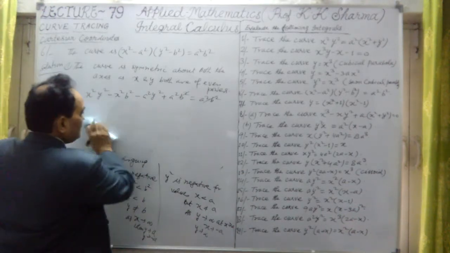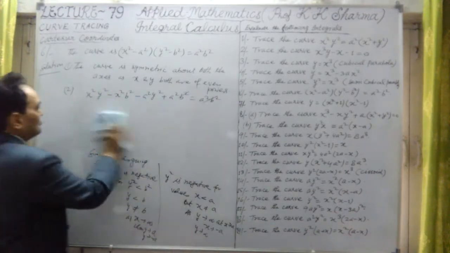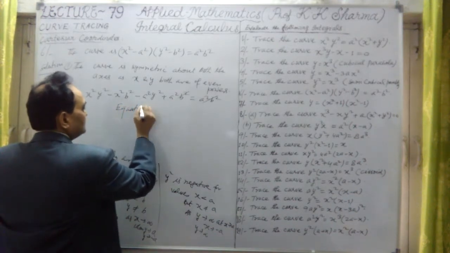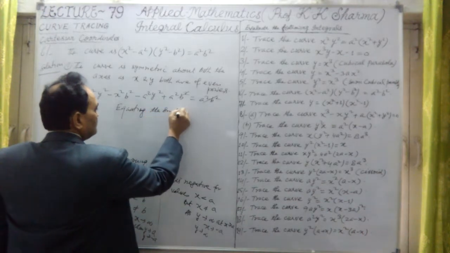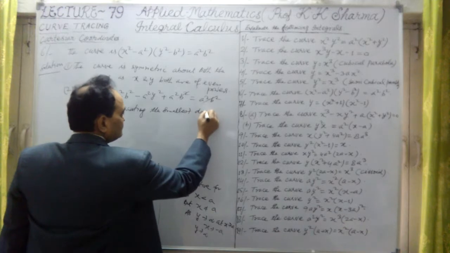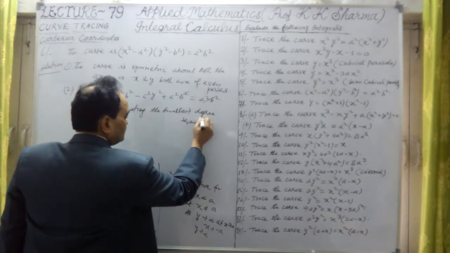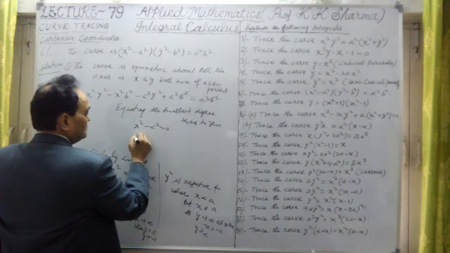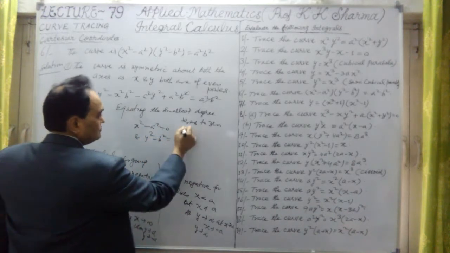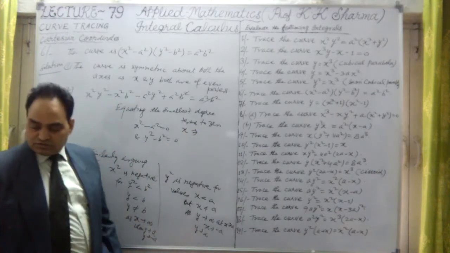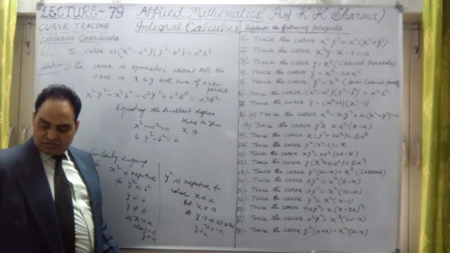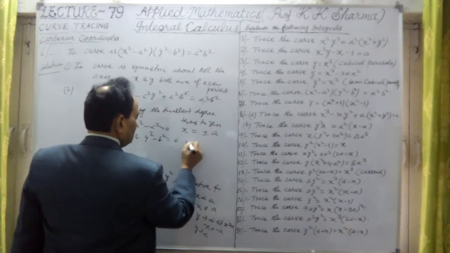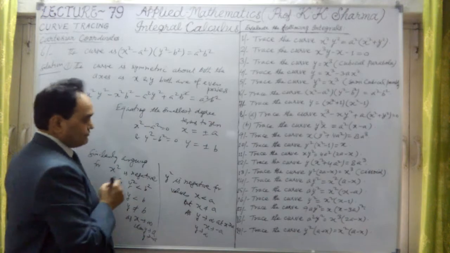Okay, let me clear this by this figure. Now equating the highest degree terms to 0 for finding the asymptotes, we obtain x² − a² = 0 and y² − b² = 0. This implies that x equals plus minus a and y equals plus minus b from this one.